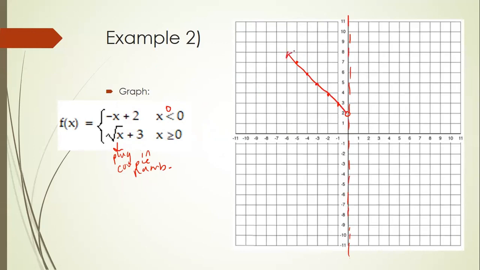There's my left side is done, because less than means left. Now I'm going to the right side of it. So to go into the right side of this, I have 0 being plugged into this square root function.